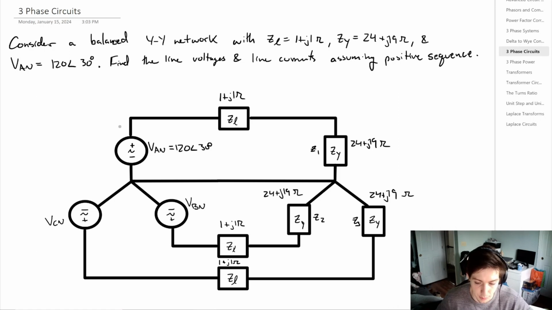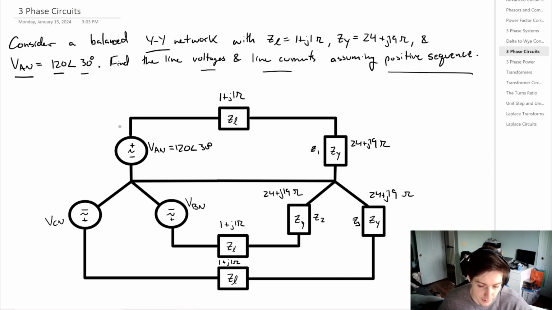After having a few videos where we introduce three-phase system, delta and Y networks, we actually want to consider how to analyze these networks. So for that, we're going to consider a Y to Y network where we have a line impedance of 1 plus j1 ohms, and then we have an impedance per line for the load equal to 24 plus j19 ohms. We're going to say that VAN is equal to 120 volts, the phase angle of 30 degrees. And what we want to do is find the line voltage and the line currents for all of our lines. We're going to assume a positive sequence.